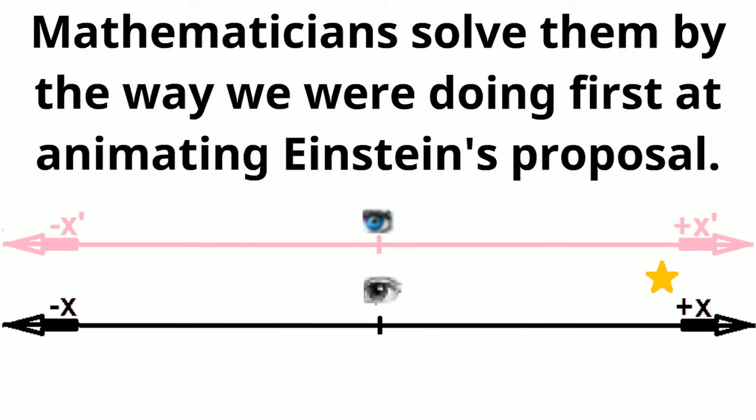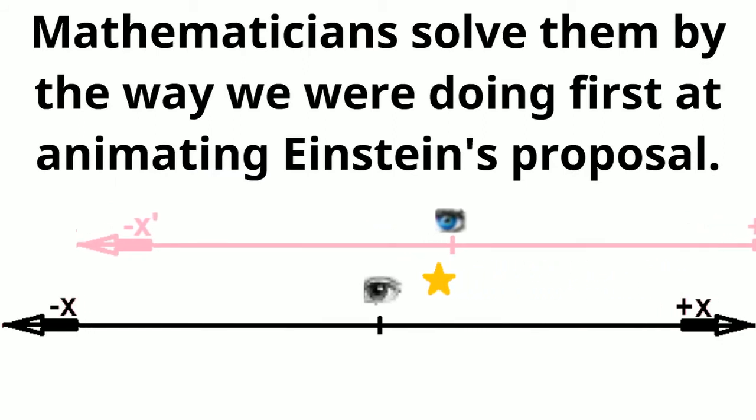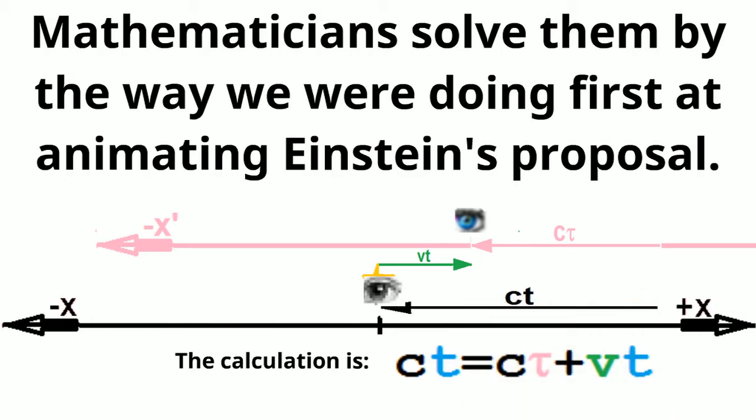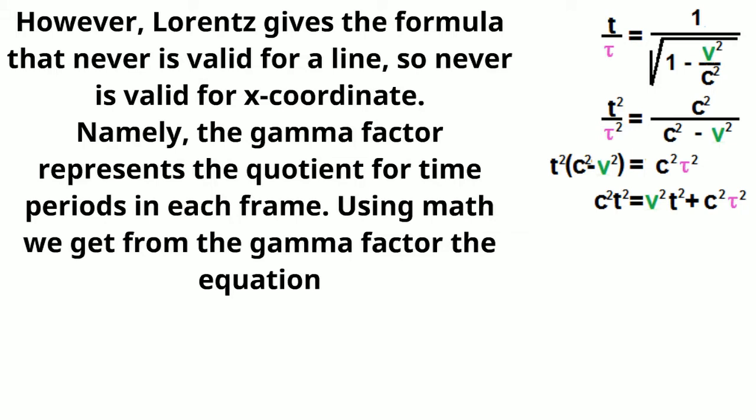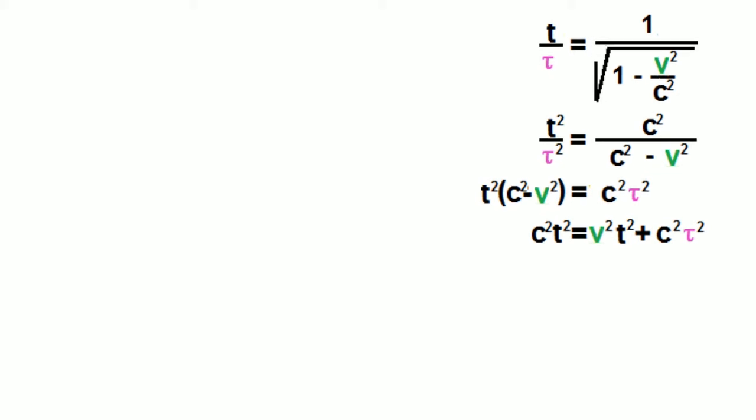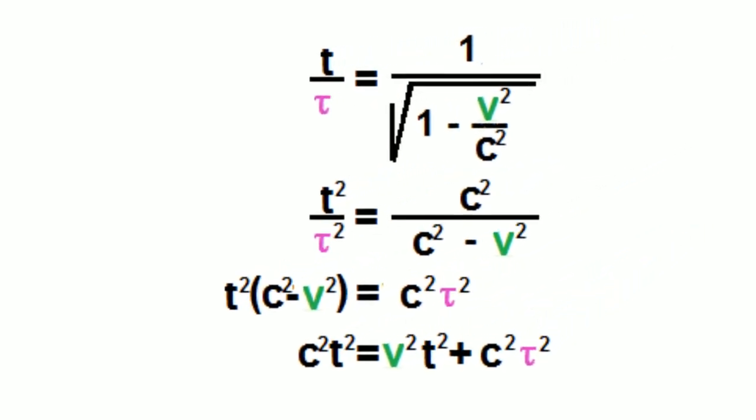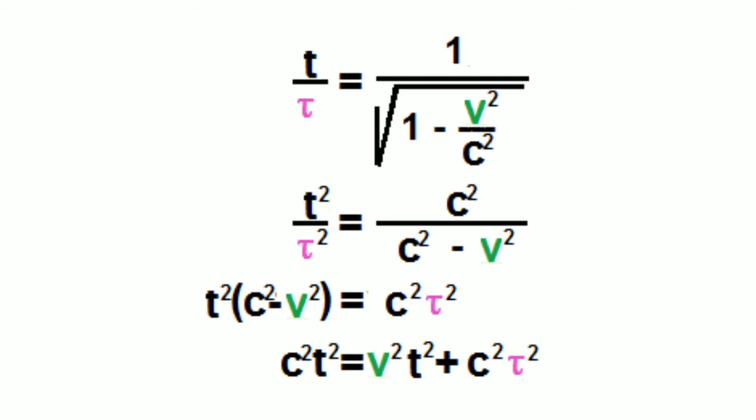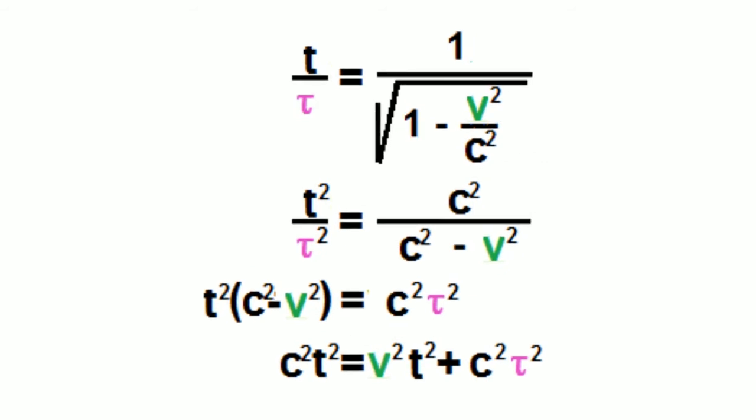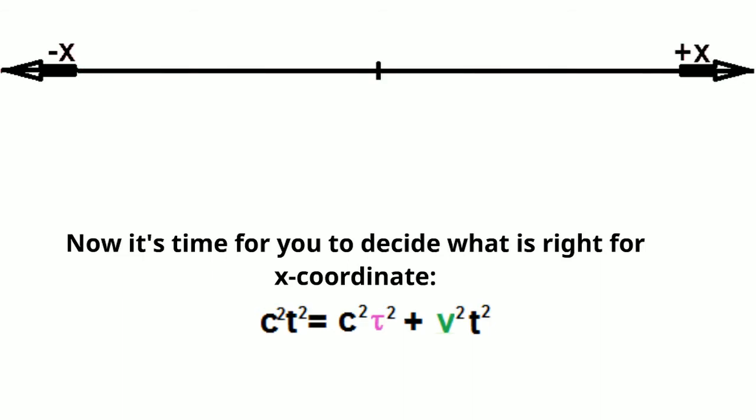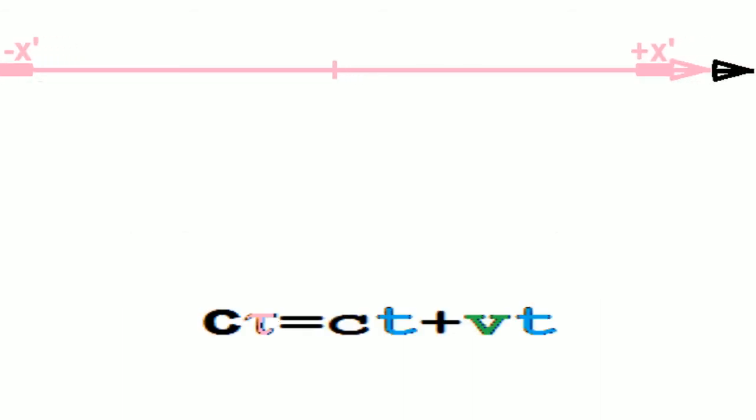Mathematicians solve them the way we were doing at first when animating Einstein's proposal. However, Lorentz gives the formula that never is valid for a line, so never is valid for the x coordinate. Namely, the gamma factor represents the quotient for time periods in each frame. Using math, we get from the gamma factor the equation c squared t squared equals v squared t squared plus c squared tau squared. Now it is time for you to decide what is right for the x coordinate: whether c squared t squared equals v squared t squared plus c squared tau squared, or ct equals vt plus c tau.